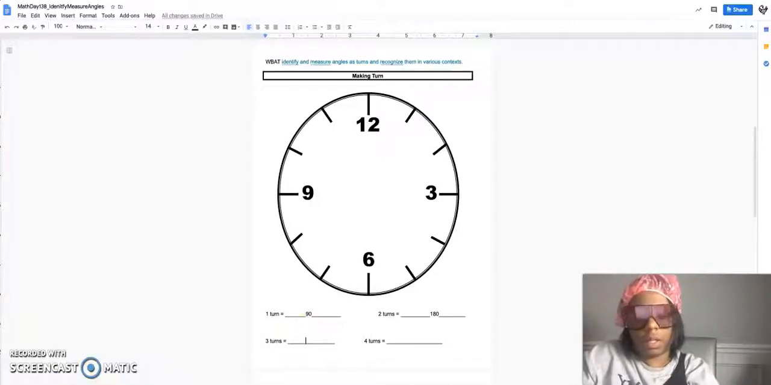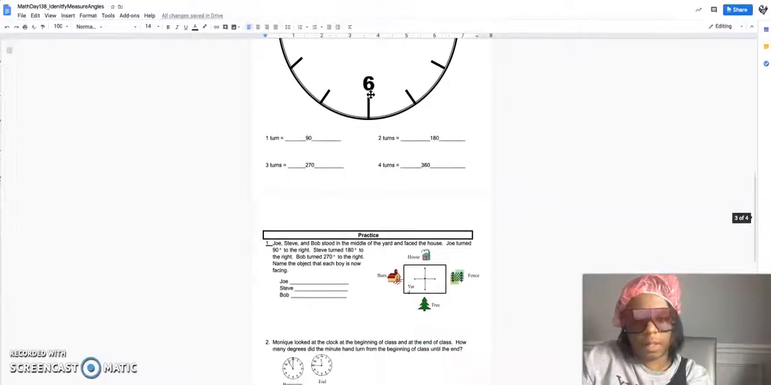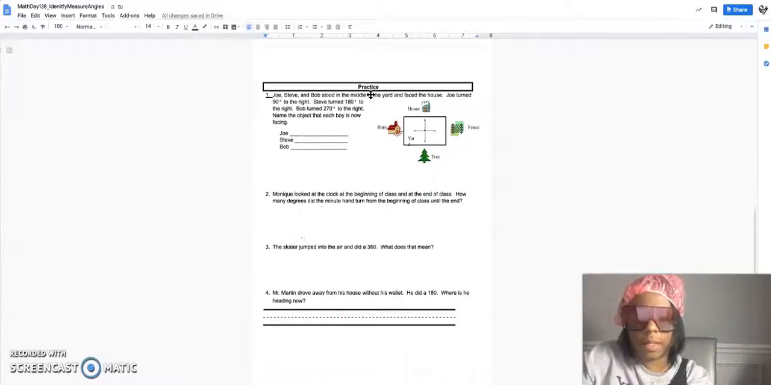Our next turn is 270 degrees, and our final turn is 360 degrees. So we're starting here to 90, to 180, to 270, all the way back around to 360. All right, let's move on to our practice.